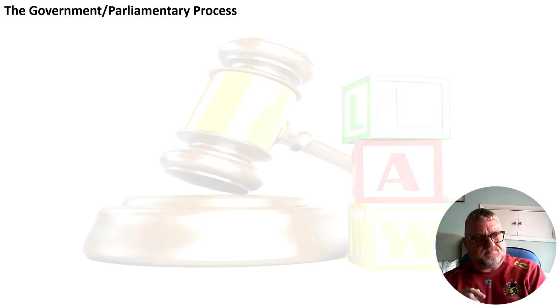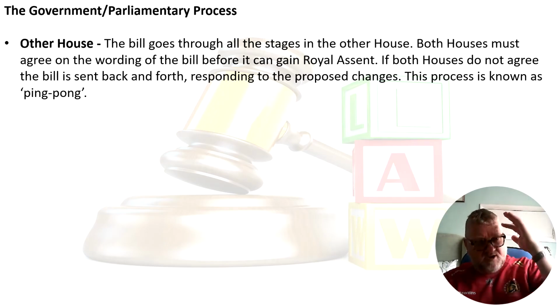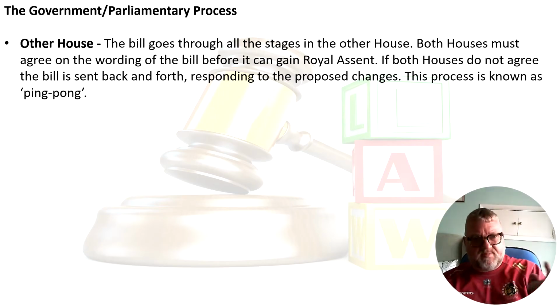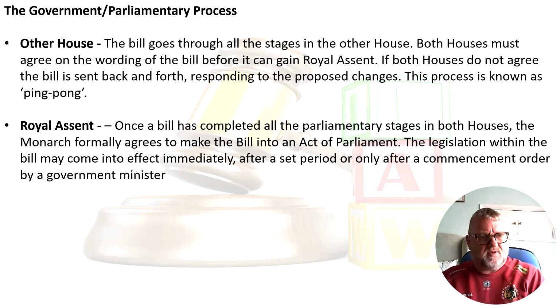After that, it goes to the other house. So if it started in the House of Commons, it goes to the House of Lords, and both houses have to agree. If they don't agree, the bill gets moved back again, and that's called ping-ponging, where bills fly between the two houses until they agree. That's what happened with Brexit. It ping-ponged all over the place.